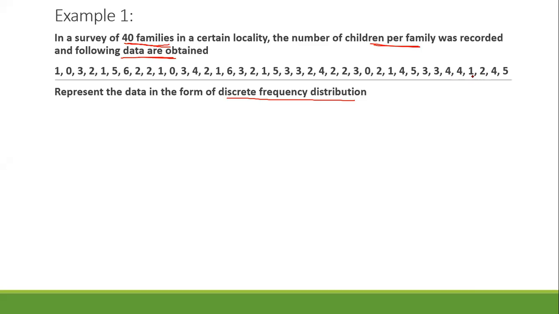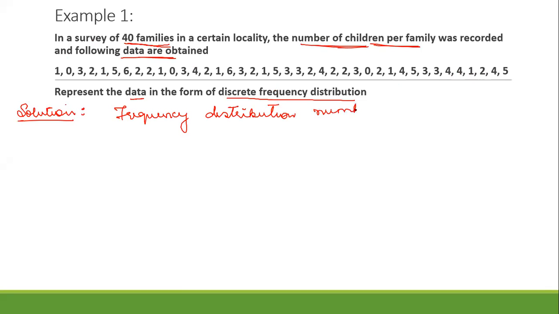So you have to present the data in a discrete frequency distribution. Now solution, I'll write it over here, solution. Okay, we'll work out this problem. It's very easy. If you understand, it is very easy. Okay, let the heading be frequency distribution now. So frequency distribution of what are you doing? Frequency distribution of what? Number of children per family. So number of children.